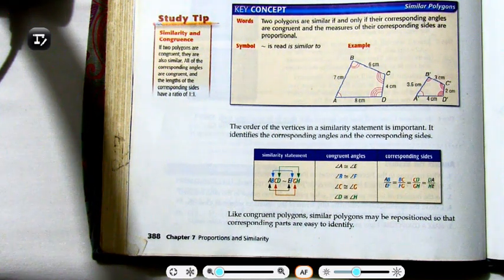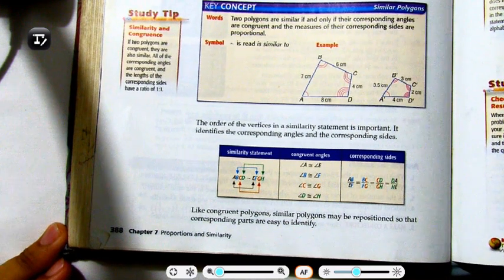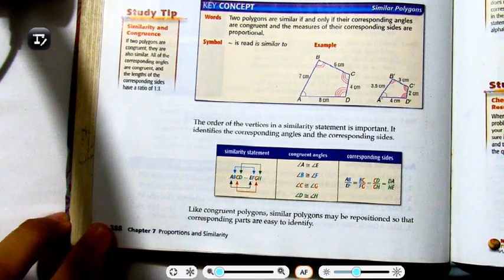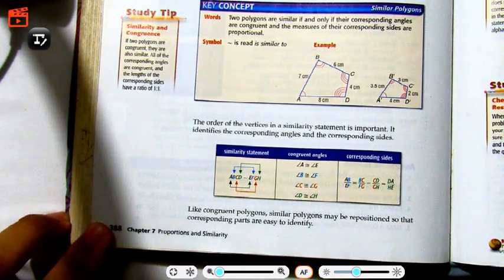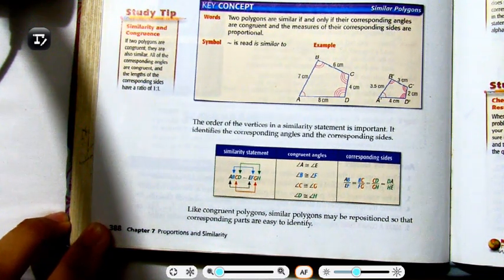Okay, so we are now on proportionality, so similar polygons. I would just like to discuss some examples for 7-3, but before we go to that, let me just explain what a similar polygon is, or how they can be similar.